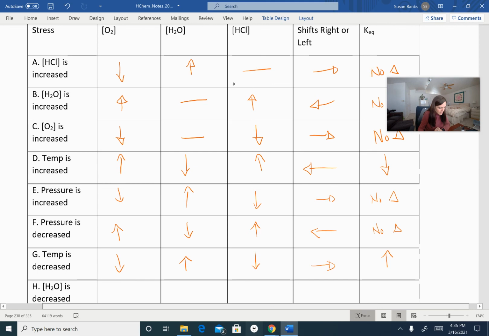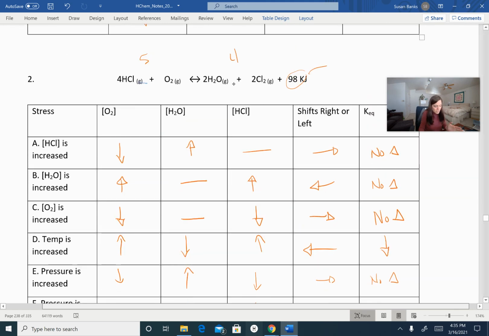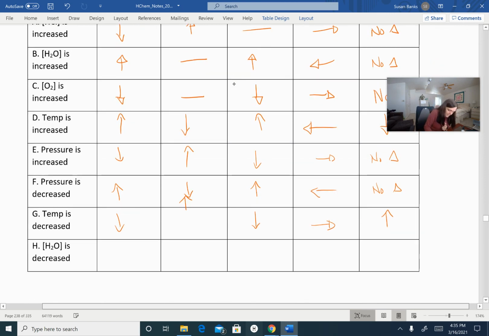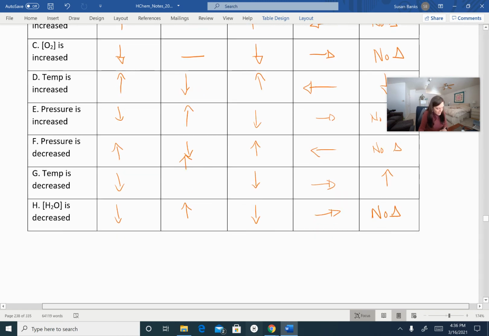Okay, water is decreased. So water is a product. So it's the same as taking a product away. So we're going to shift right to make more products, but we are not changing the temperature. So we're not going to get any change in our equilibrium constant. So that means our products are going to go up and our reactants, oxygen and hydrochloric acid, are going to go down.